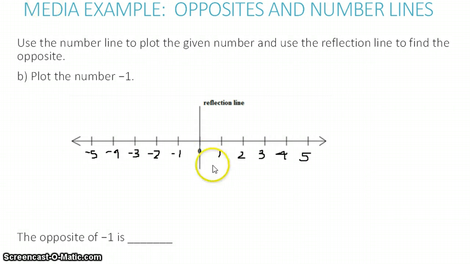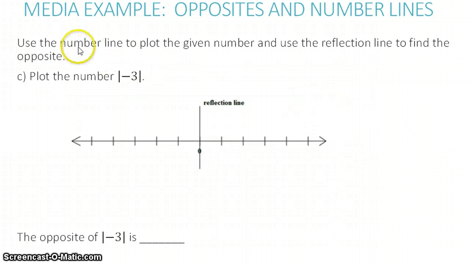So now -1 is right here, and now we're going to reflect -1 about this reflection line an equal distance to find the opposite of -1. So that's where we'd go. And this number right here, 1, is the opposite of -1. So the opposite of -1 is 1, or positive 1. Let's look at the next one.